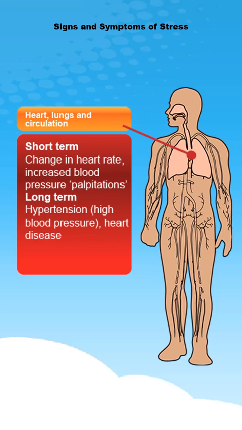Heart, lungs, and circulation. Short-term issues include change in heart rate, increased blood pressure, and palpitations. Long-term issues can include hypertension and heart disease.